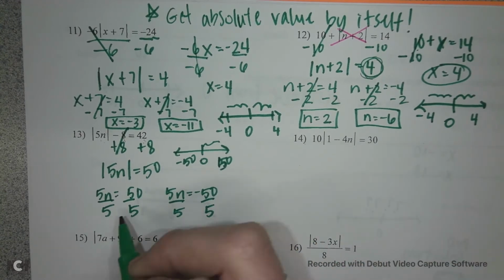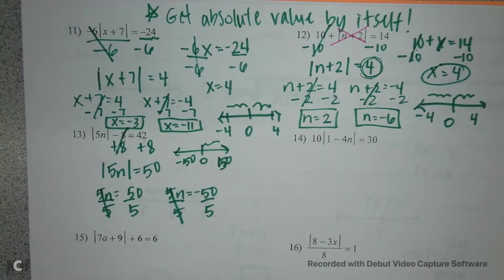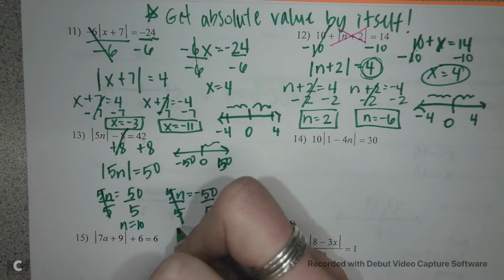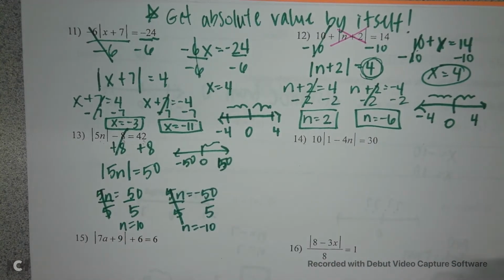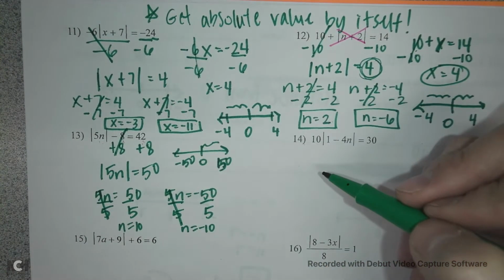So we divide by 5 because my variable is getting multiplied by 5. And then when I divide by 5, I get n is equal to 10, and n is equal to negative 10. Number 14 and number 11 are very, very similar as well.